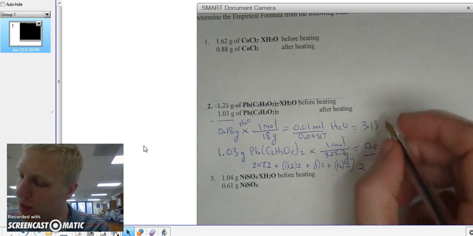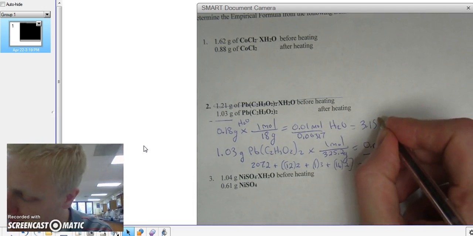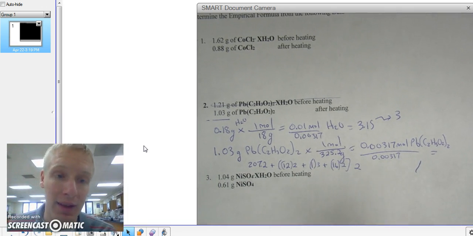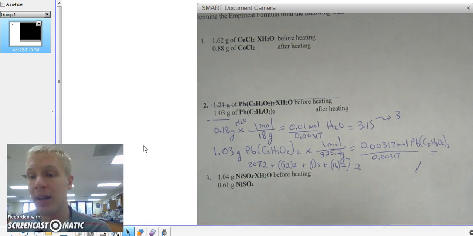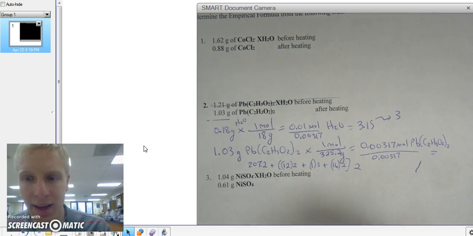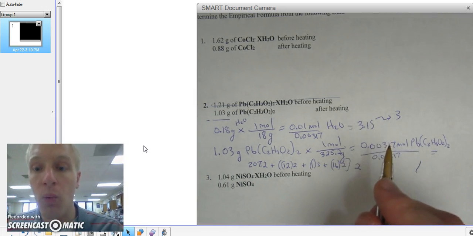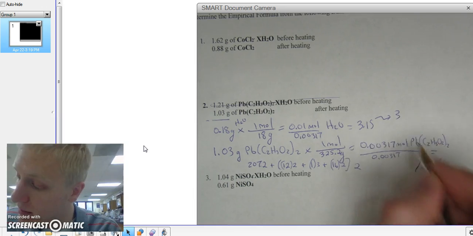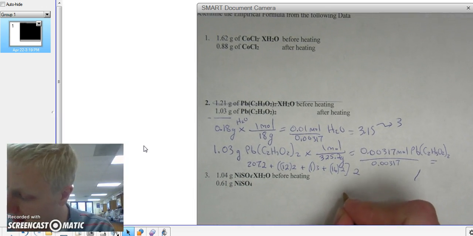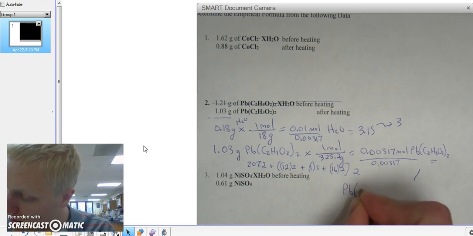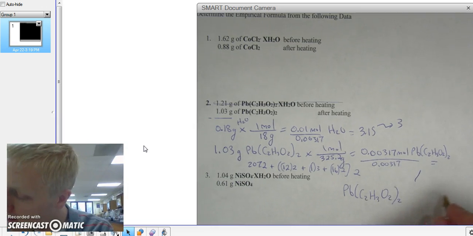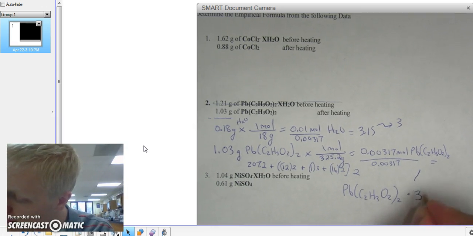And when you have something like this with the hydrates, it's a good rule of thumb just to round it to the nearest whole number. Unless it was something like 3.5, then I would multiply all of your numbers by 2 to get a whole number. But on the test, generally just round to the nearest whole number. So that gives me a 3-to-1 ratio. So I'm going to rewrite this guy as Pb(C2H3O2)2. There's one of them and 3 of the waters.